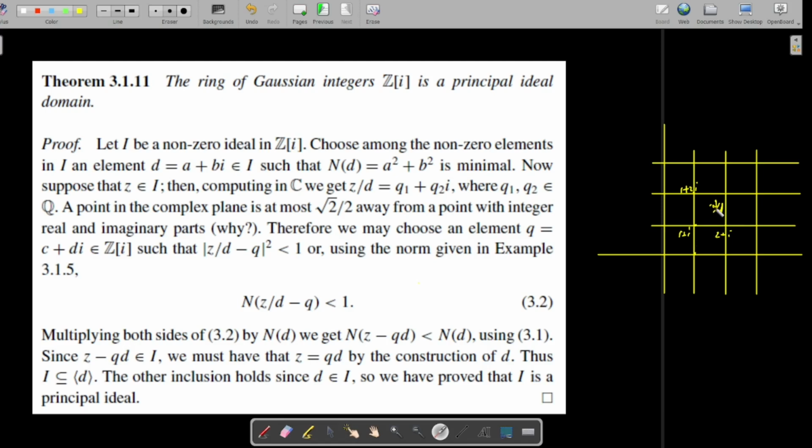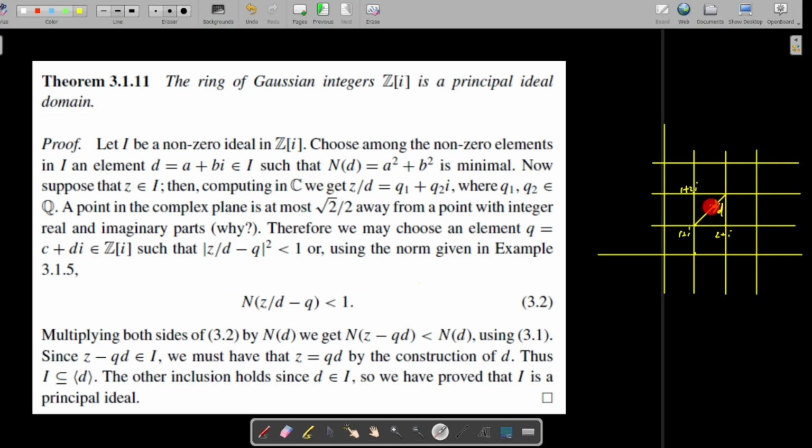And the result is that you can choose an element in Z[i] such that the distance between this z by d and that element in Z[i] is less than root 2 by 2. Because you may see that the maximum distance between two points of Z[i] is root 2. Because here the distance is 1, here also 1, so this is the square root of 1 squared plus 1 squared, that is root 2. So the maximum distance between two elements in Z[i] is root 2.